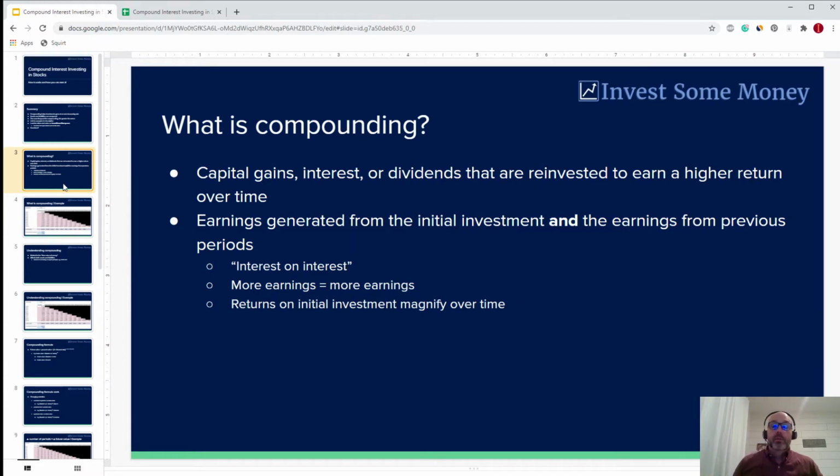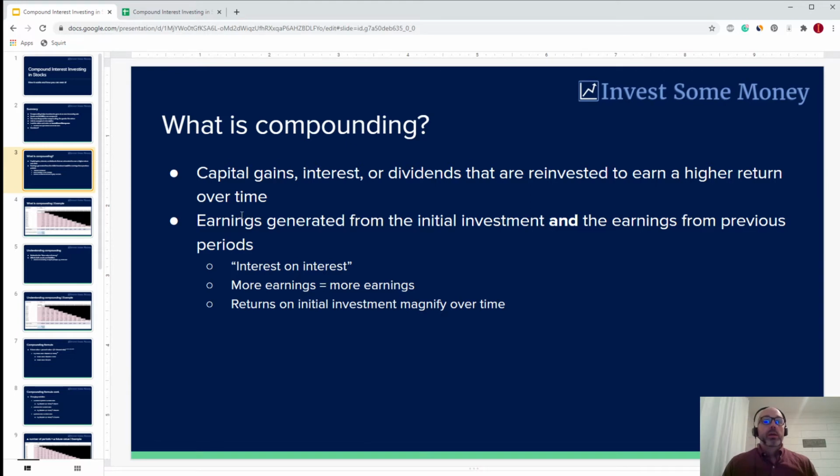Start basic, start fundamental. What is compounding? It is capital gains, interest, or dividends, returns in essence, that are reinvested to earn a higher return over time. How does that happen? Well, the earnings generated from the initial investment, those returns are added to earnings from previous periods. So you're earning interest on interest, in essence, returns on returns. The more earnings that you get and reinvest back into the asset, the more earnings you're going to get for a given period. So it snowballs.